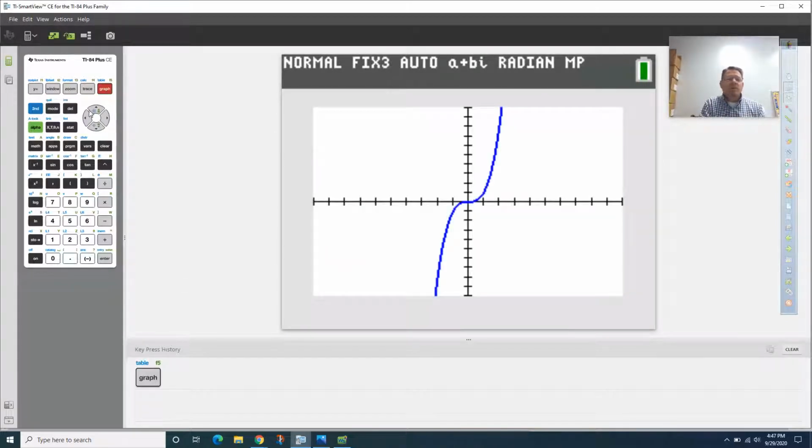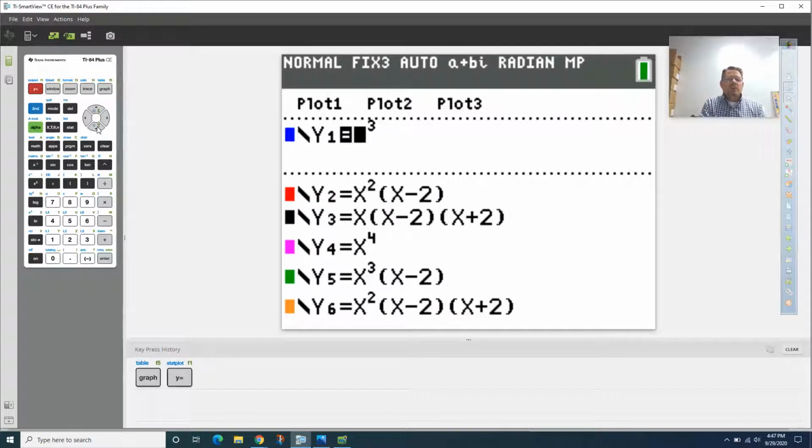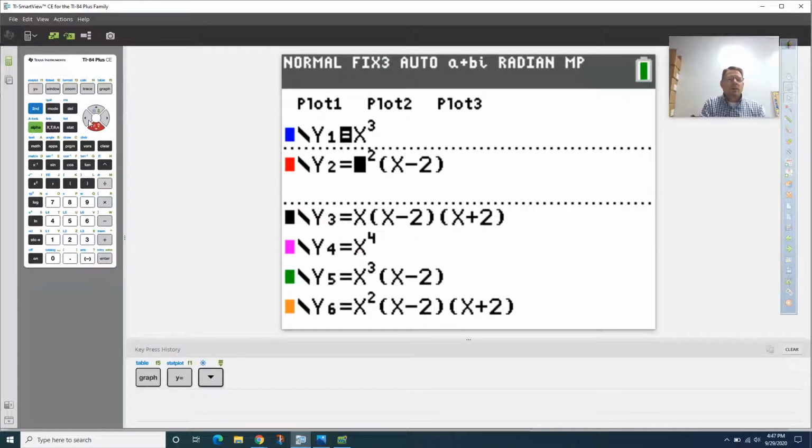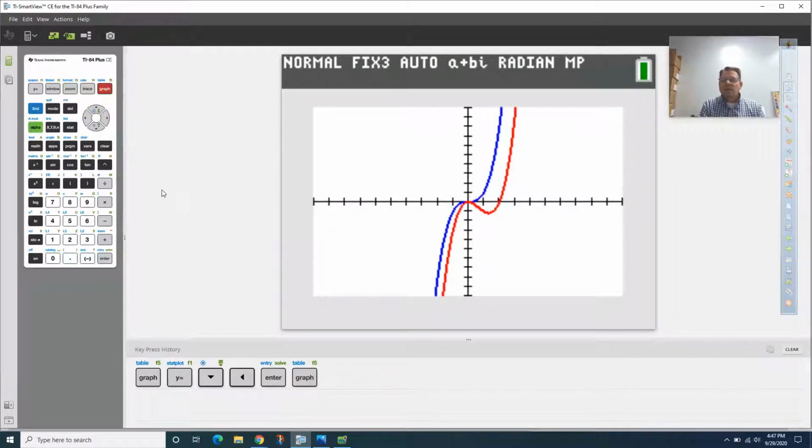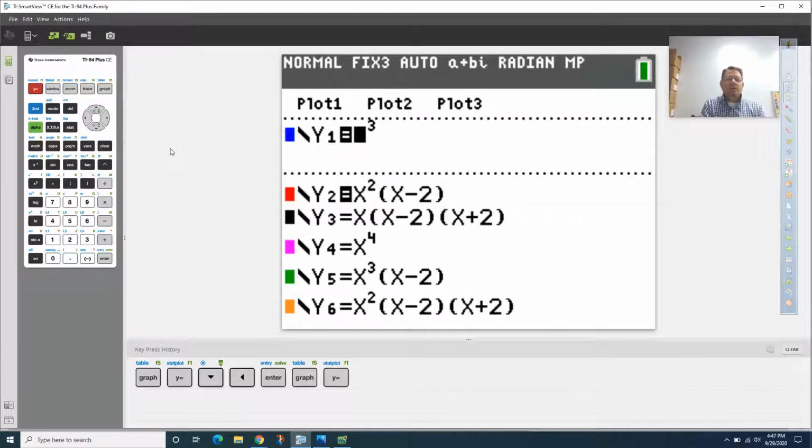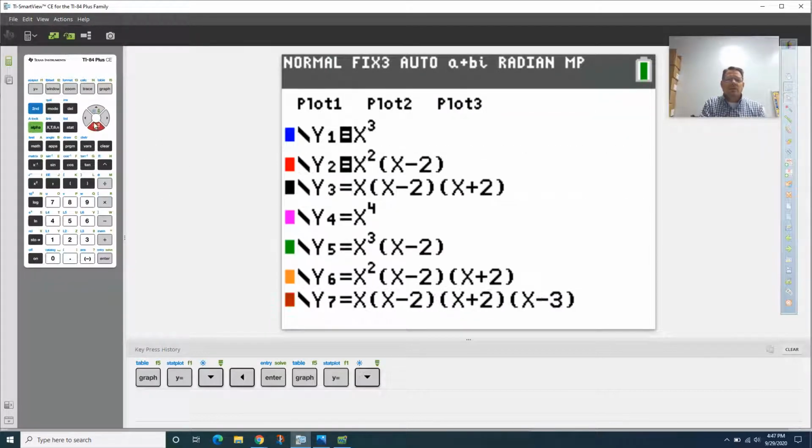So remember, there's your parent function. So now I'm going to come down and turn that one on. Let's take a look at that. See, there's the bounce, and then there's the through, the red one. Let's come back over here, and let's turn this next one on.